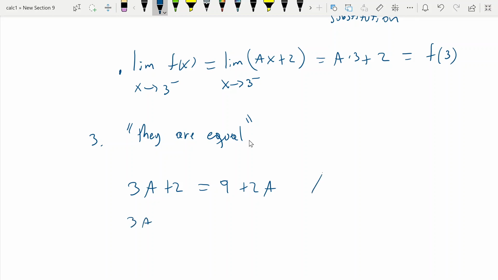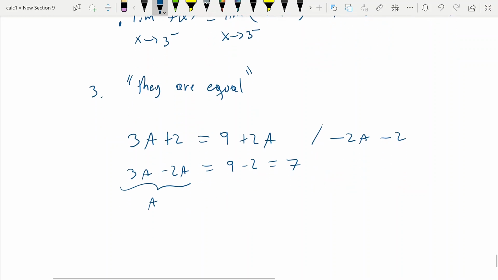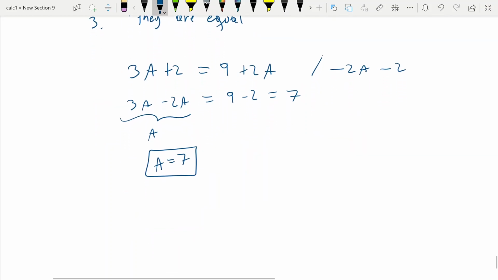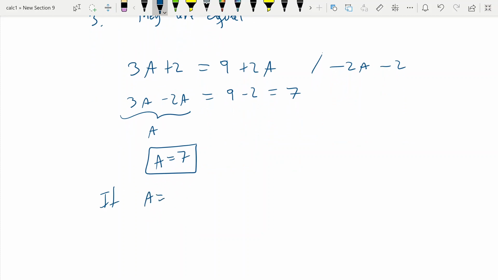So we may subtract 2a on both sides and subtract 2 on both sides, so we get that a is equal to 7. And so then, if a is equal to 7, the limit of f of x as x approaches 3 is equal to f of 3.